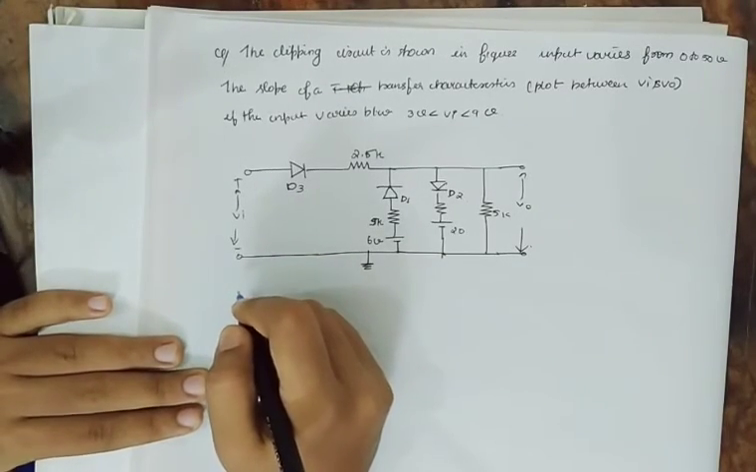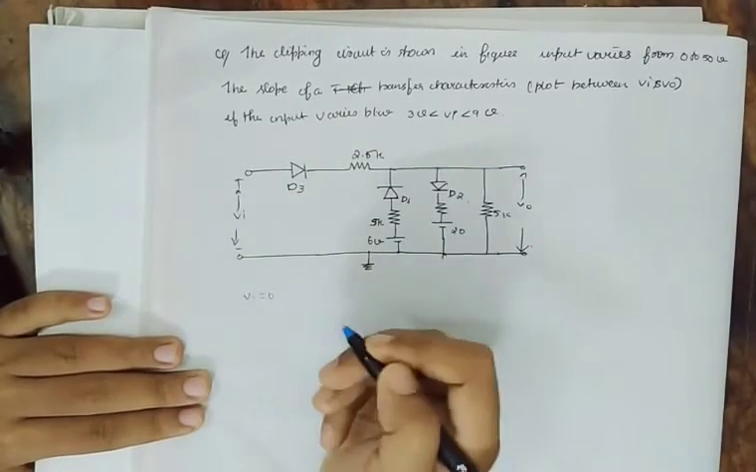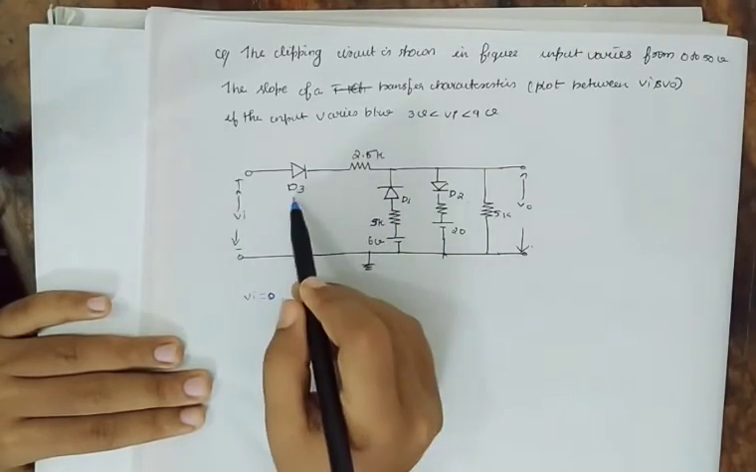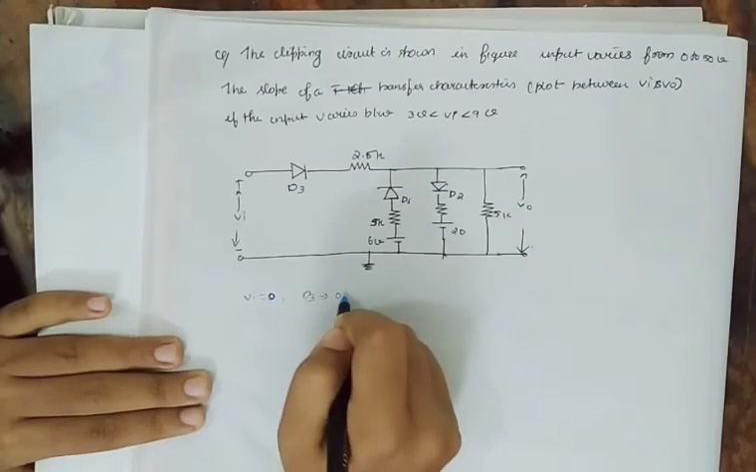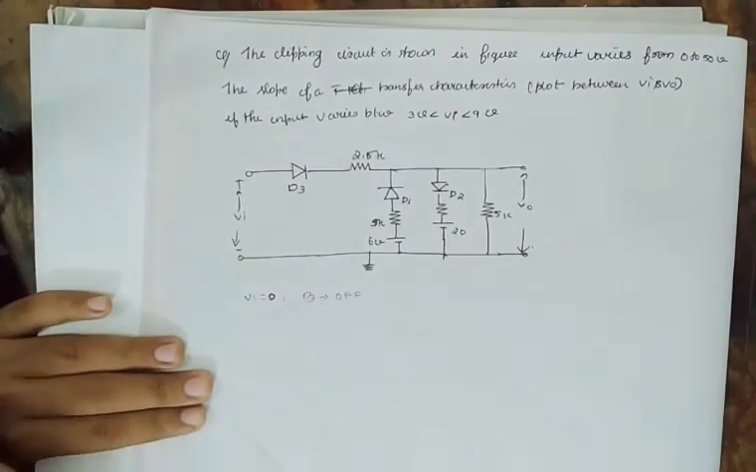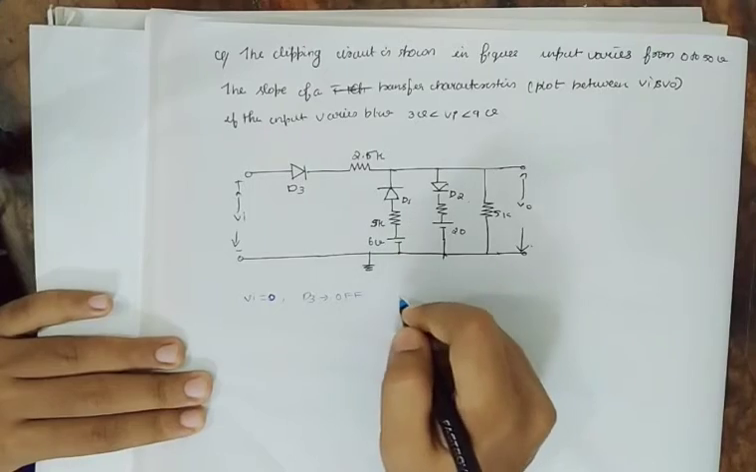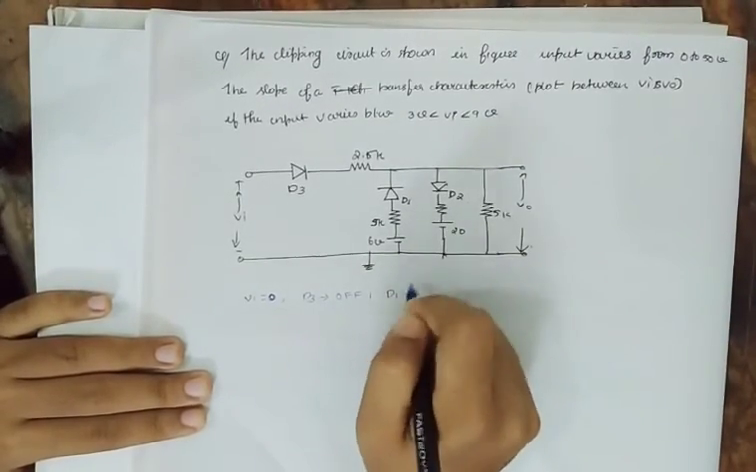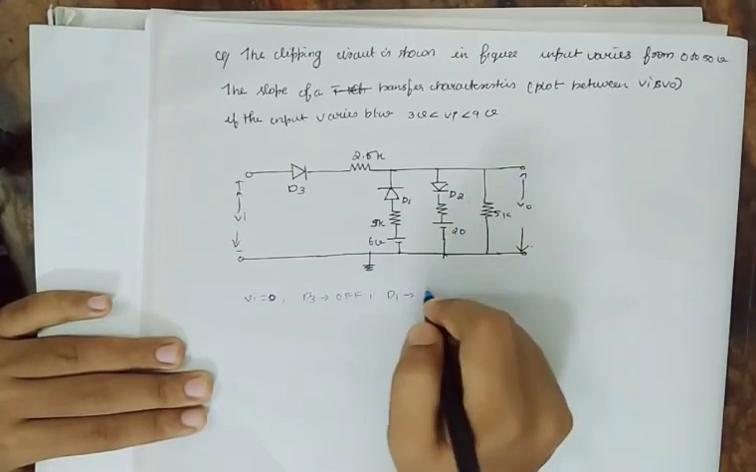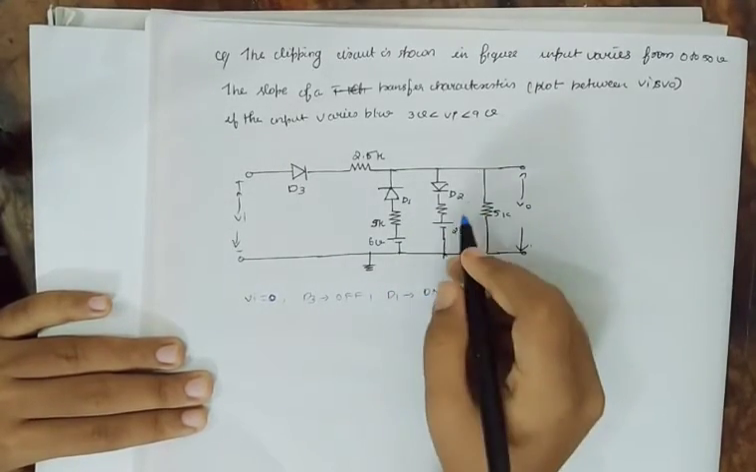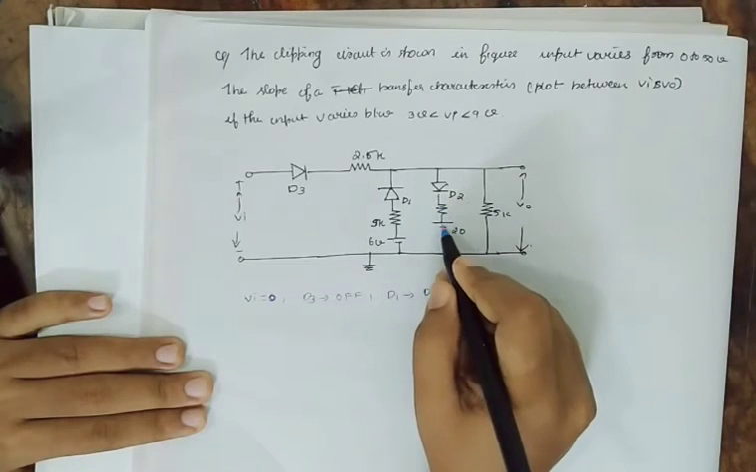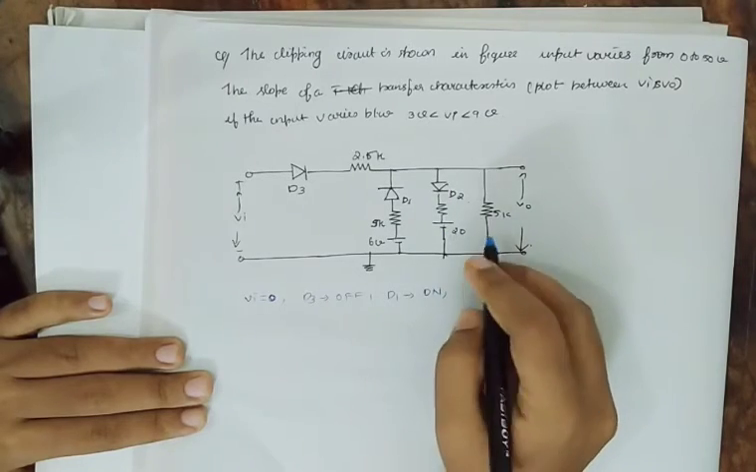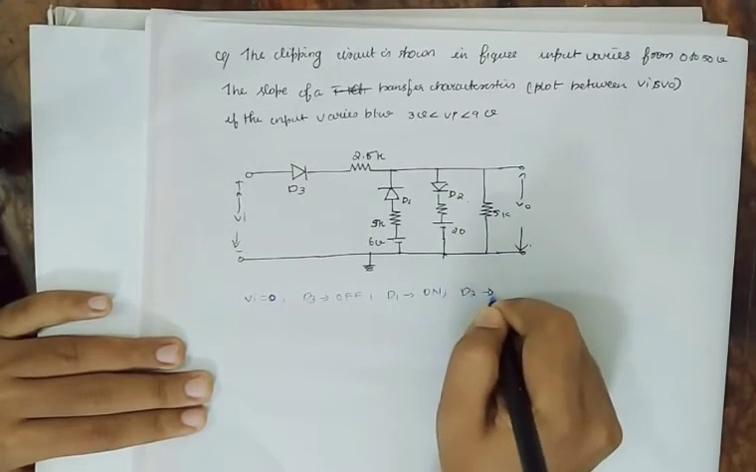Now we'll see when VI is equal to 0. When VI is equal to 0, D3 is obviously off because it will be reverse biased. And at that time, what is V0? And what happens to D1? D1 is forward biased due to 6 volt. D1 is on and D2 is reverse biased due to 20 volt because the negative terminal is connected to the positive terminal. So D2 is off.